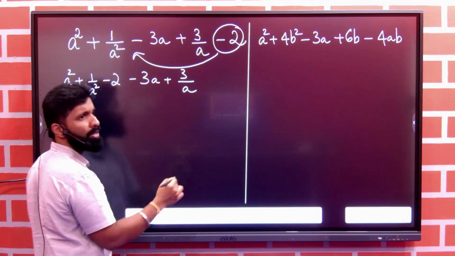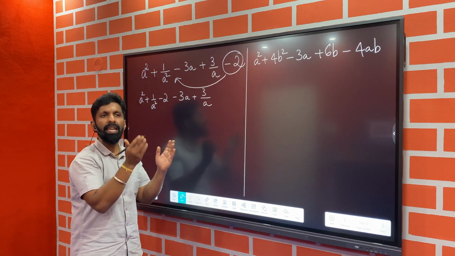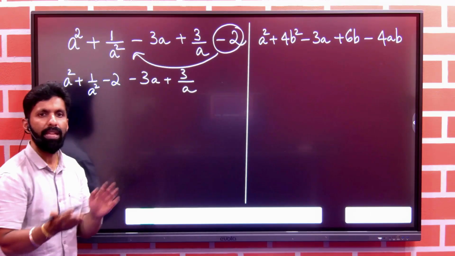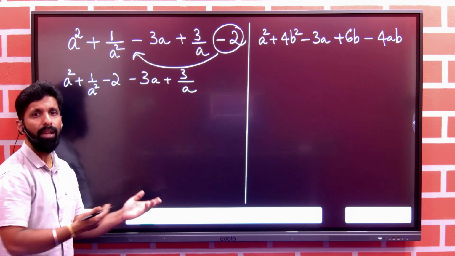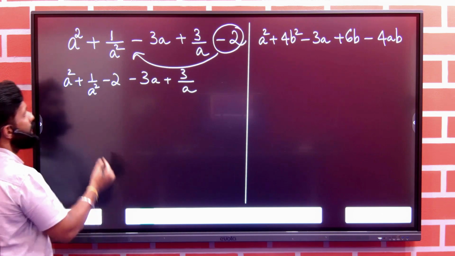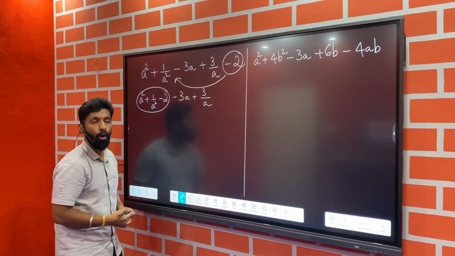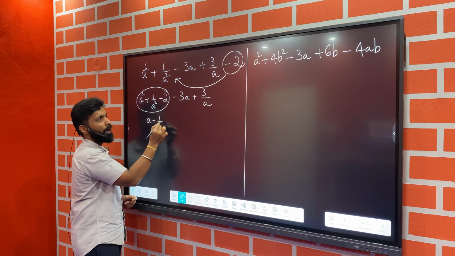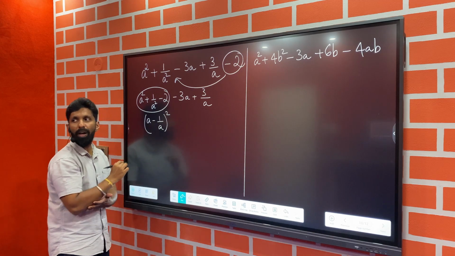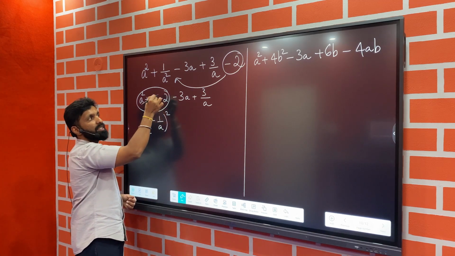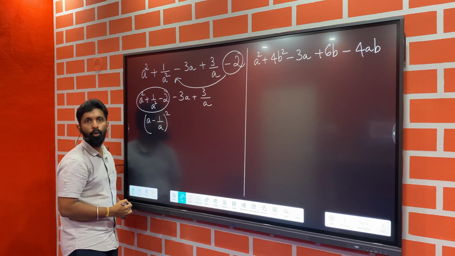There's no equal to sign. Only if there is an equal to sign, I have to be very careful about making the minus sign into a plus sign or the plus sign into a minus sign. There's no equal to sign here. I'm just writing it in a different order. That's all. Now, can you clearly understand that this is a formula? This is an expansion of a minus 1 by a the whole square. When would it be a plus 1 by a the whole square? If it was plus 2 here. It's not plus 2, it's minus 2. So it's a minus 1 by a the whole square.